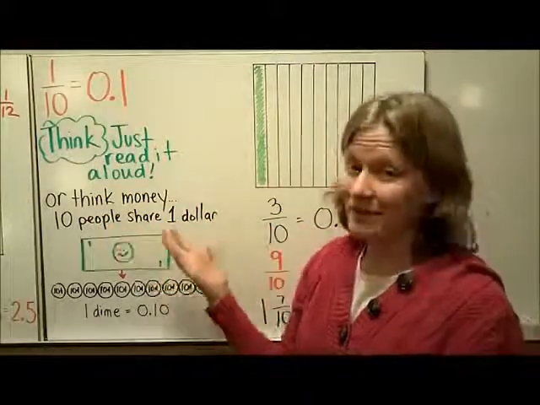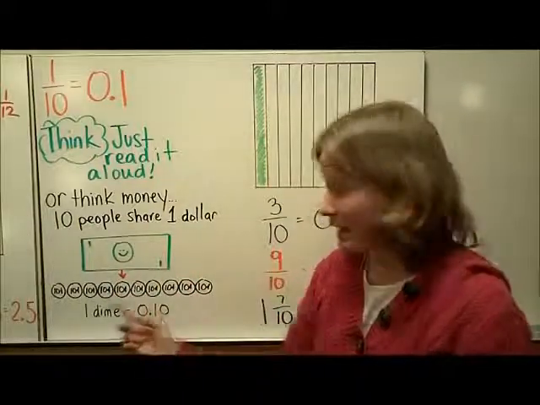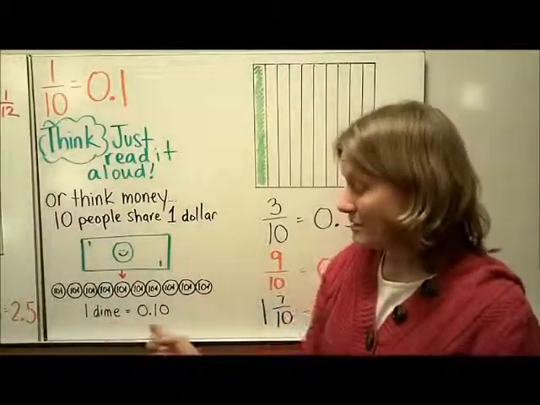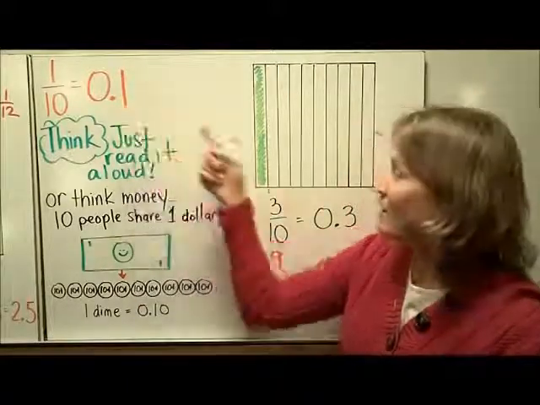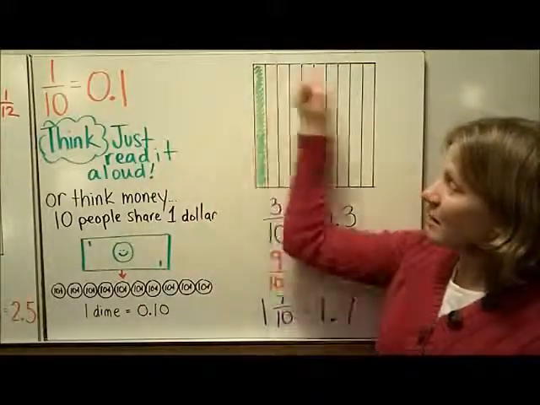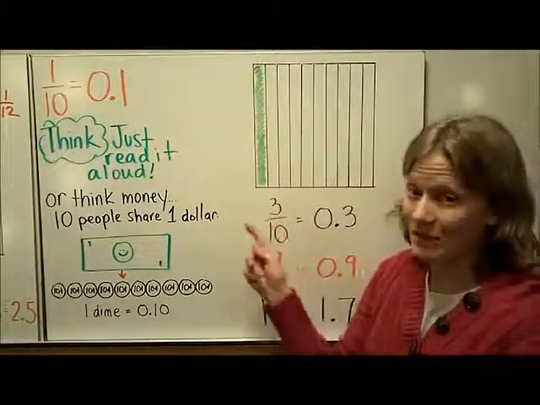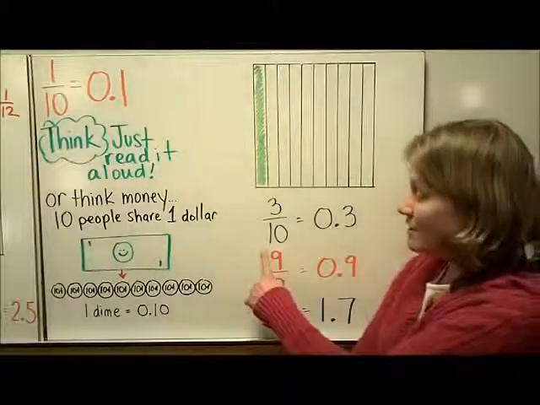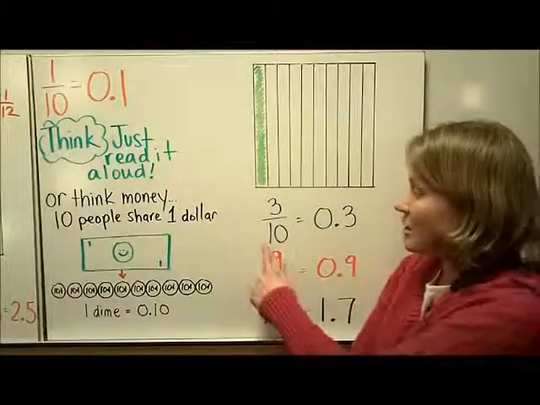You can also think about it like money, though. It still makes sense. If 10 people share $1, each person is going to get 1 dime, and 1 dime is equal to 10 hundredths, which is the same as 1/10. Here you can see that the flat is divided into 10 pieces, and we call one piece a tenth. And each of these you can just think about how we read them in decimals and fractions.